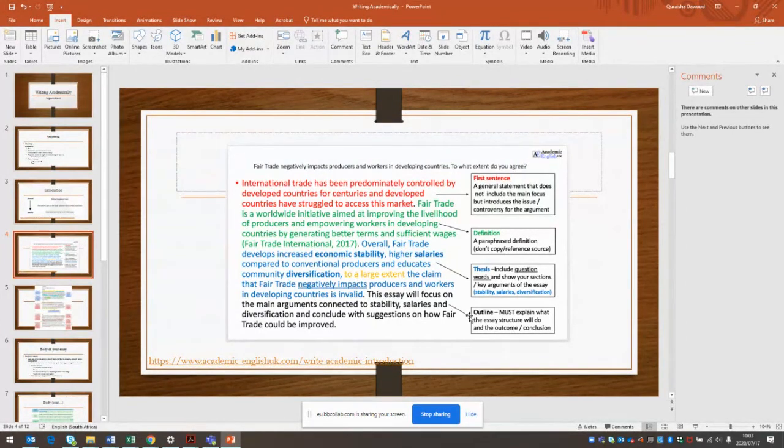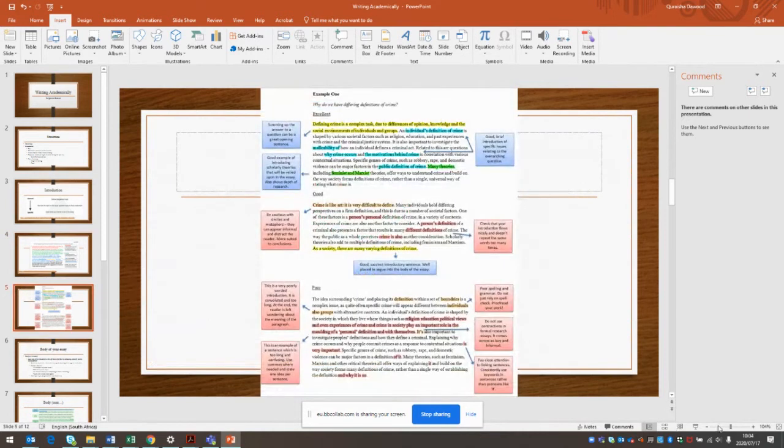Then let's outline what we're going to say. This essay will focus on the main arguments connected to stability, salaries, and diversification. Okay, so salaries, diversification was mentioned here as well. And it will conclude with suggestions on how fair trade could be improved. So we're taking the reader along this journey with us. Okay, we're not including any other information, we're sticking to the main arguments.